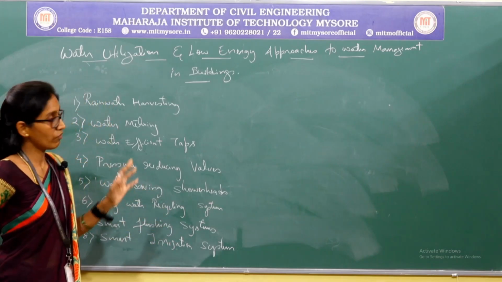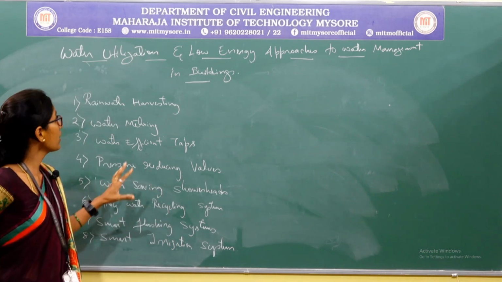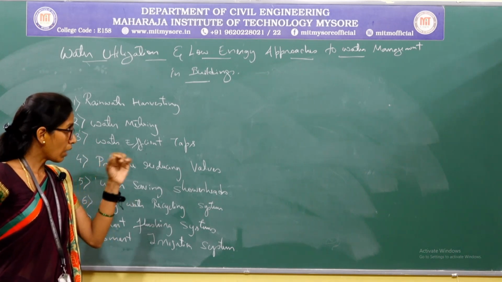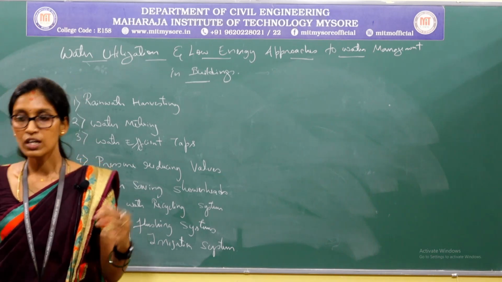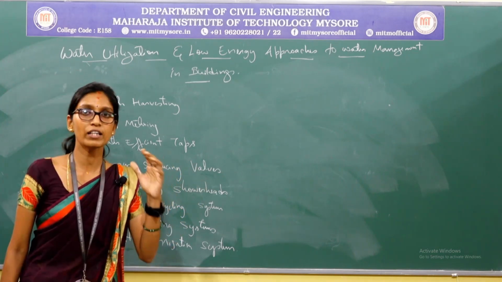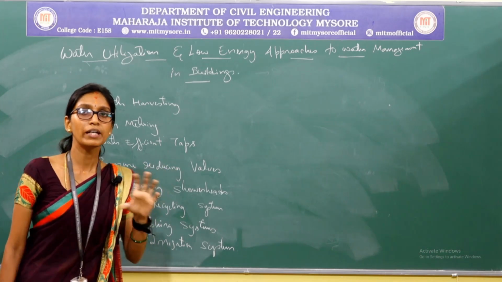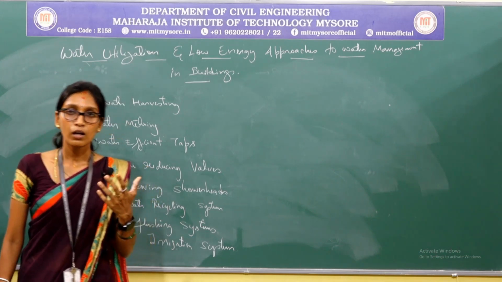So these are the various low-energy methods of approaching water management in a building. These are the various methods where energy can be utilized precisely and water management in a building can be established or acquired, okay.